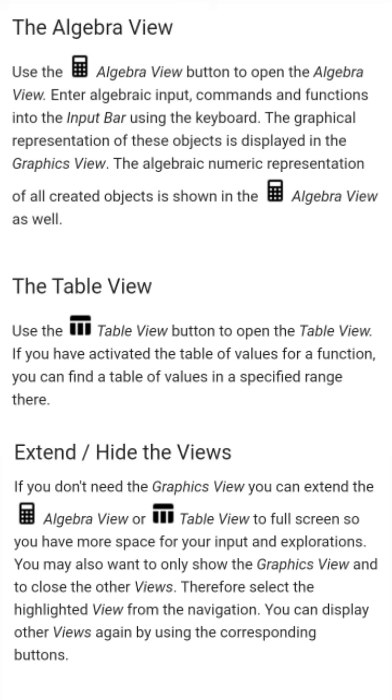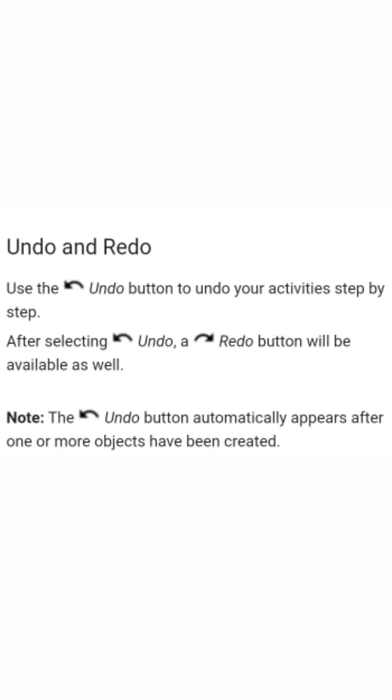You may also want to only show the Graphics view and to close the other views. Therefore, select the highlighted view from the navigation. You can display other views again by using the corresponding buttons. Use the Undo button to undo your activities step by step. After selecting Undo, a Redo button will be available as well.